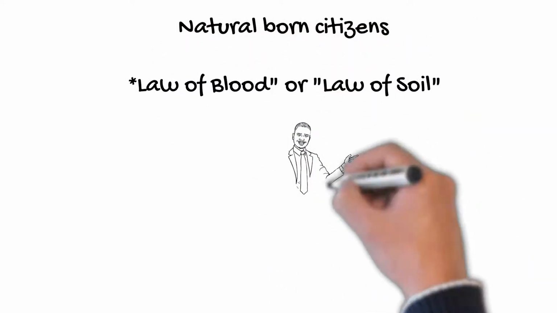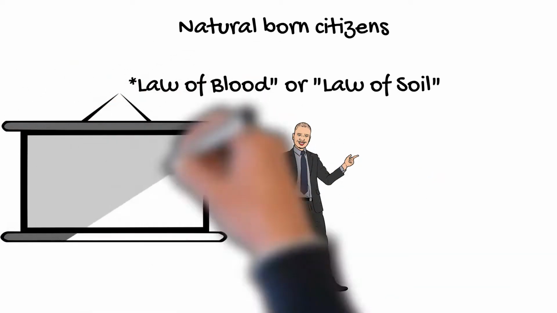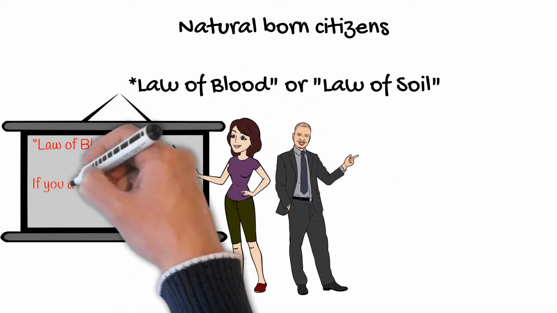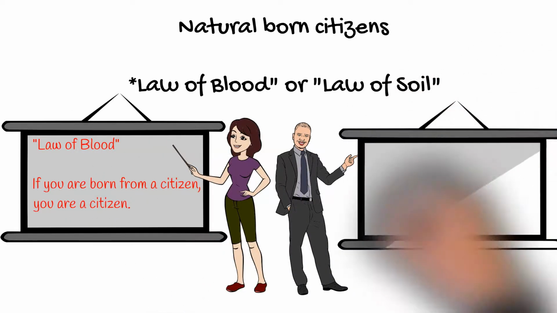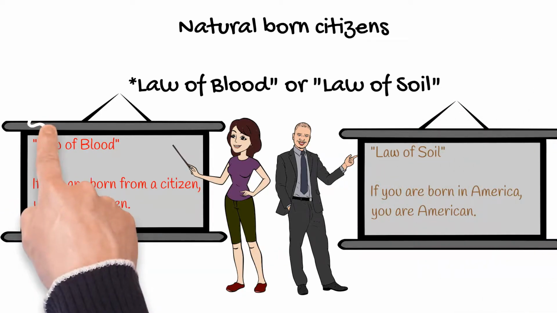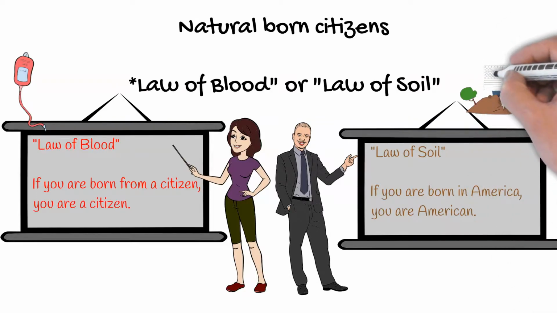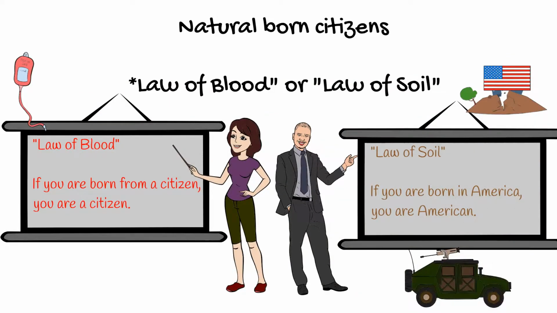So, according to the 14th Amendment, there's two ways one can become a citizen: natural born or naturalized. And there are two ways to be considered a natural born citizen: law of blood, which says, if you're born from a citizen, you're a citizen. And law of soil, which says, if you're born in America, you're American. Now this includes any US territories or military bases, like Puerto Rico, which is a US territory, or our military base in Japan.